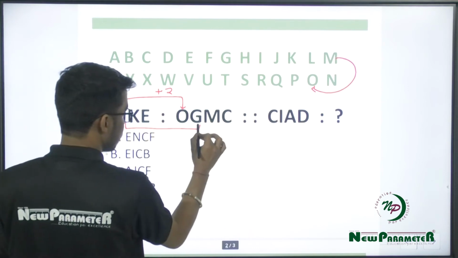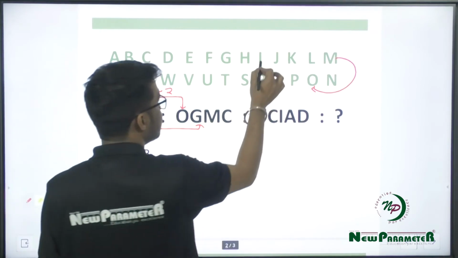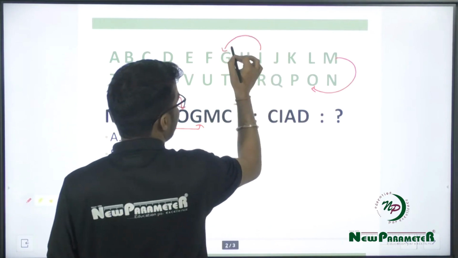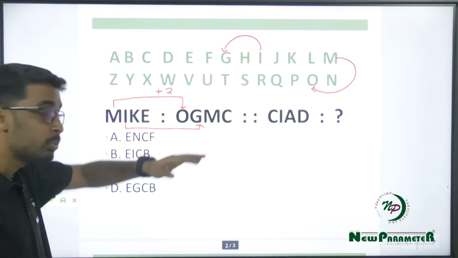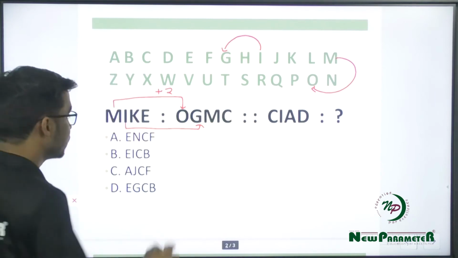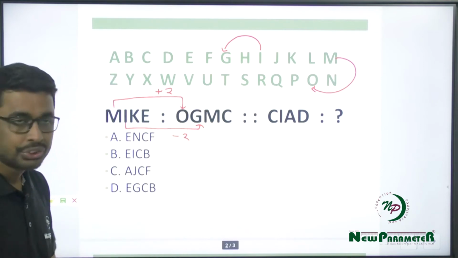Similarly, I is related to G. For I and G, when I go backward 2 letters, I get G. Since I am going backward, in the anti-clockwise direction, if I subtract 2 letters from I, I get G.